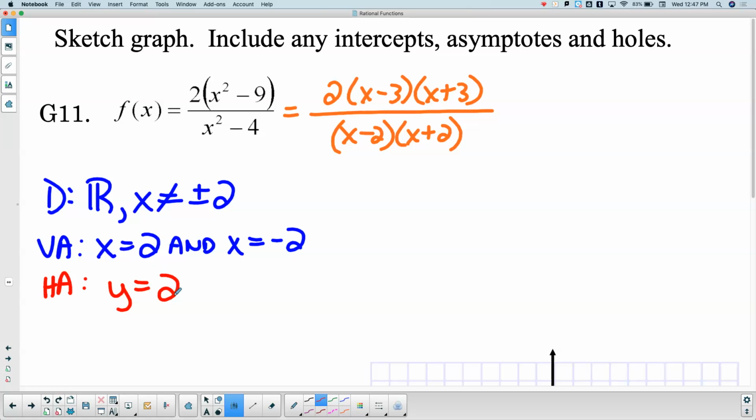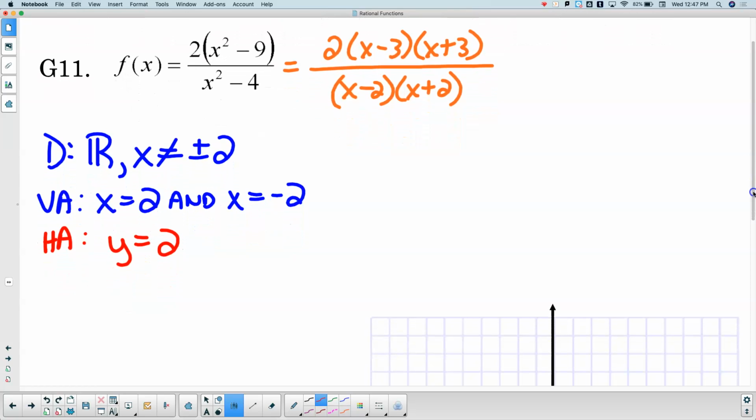To answer your question, Mandy, I got y equals 2 for the horizontal asymptote. It was my question. Sorry. I was asking how to factor.